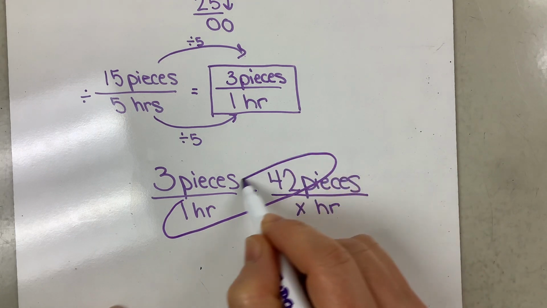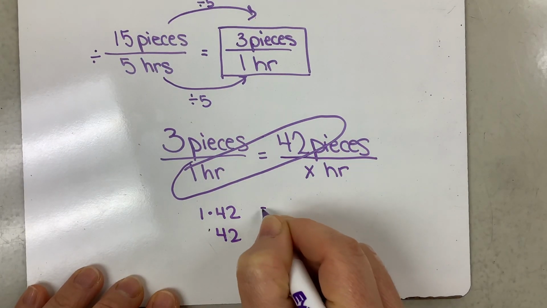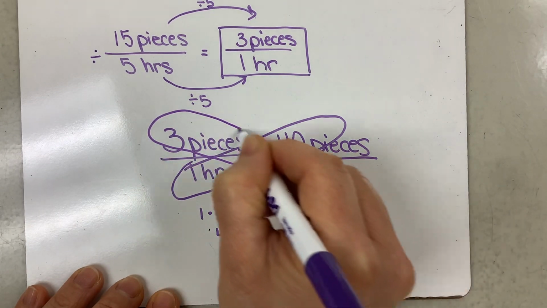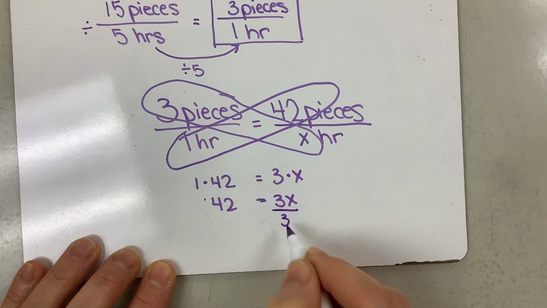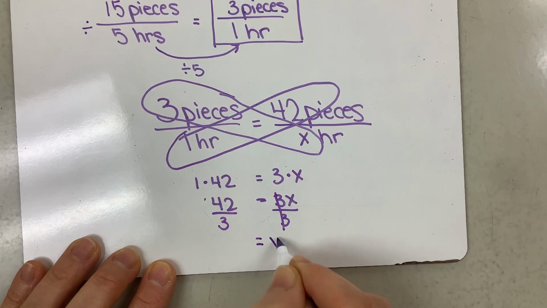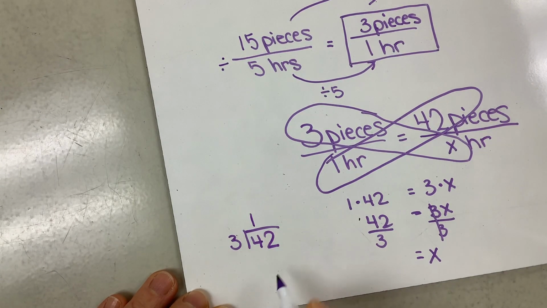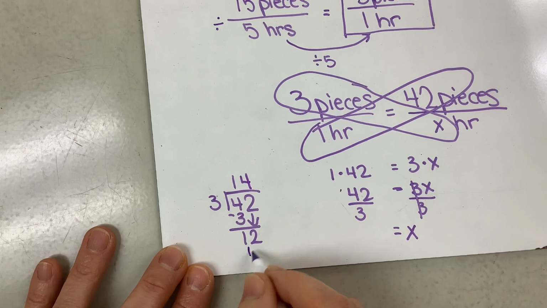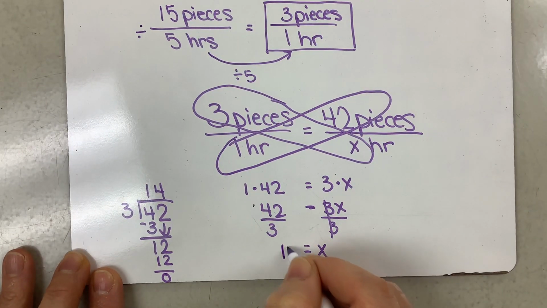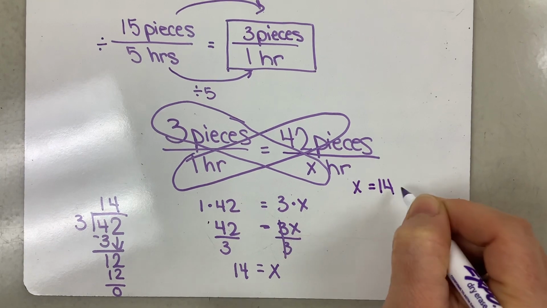I could do the butterfly method. So 1 times 42 is just 42. And then I have 3 times the x, which is just 3x. And to solve this, we know that we're going to divide both sides by 3. That leaves us with x equals, and we're just going to do this division. So 3 goes into 42. 3 goes into 4 one time. 3 times 1 is 3. 4 minus 3 is 1. Bring down the 2. 3 goes into 12 4 times, and 3 times 4 is 12. So it goes in exactly 14 times. So to make 42 pieces, it is going to take me 14 hours.